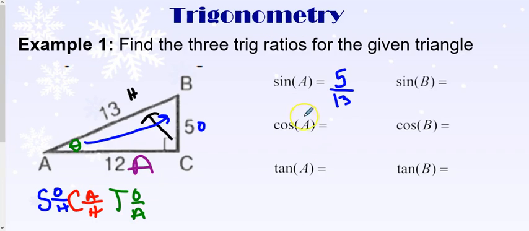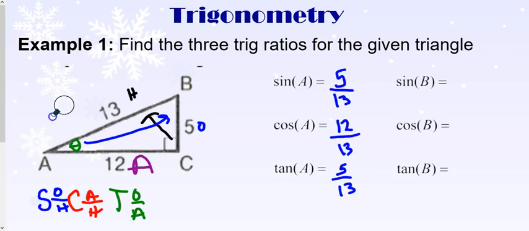And then my next one, I've got A over H. So A was 12 and H was 13. That one doesn't simplify any further as well. And then the last one, we've got tangent, which is O over A, so 5 over 13.